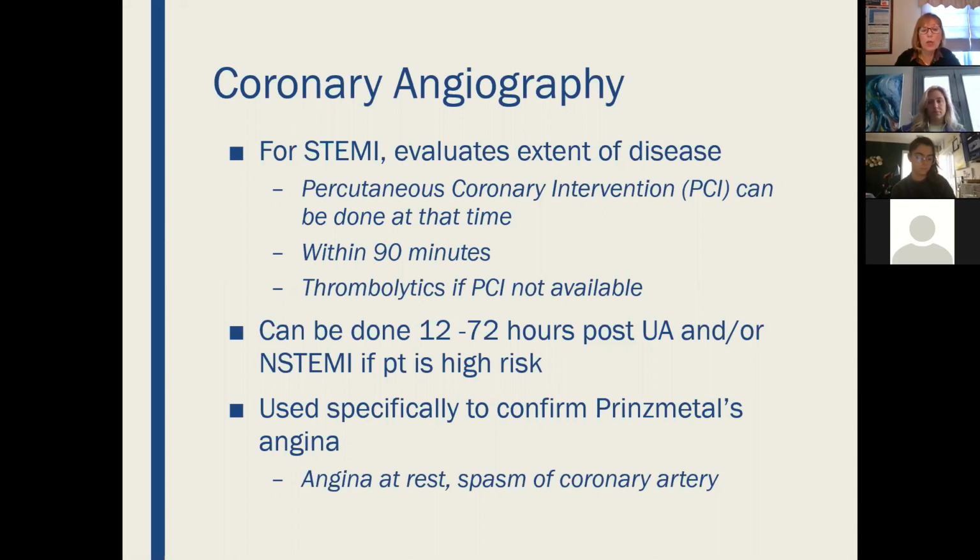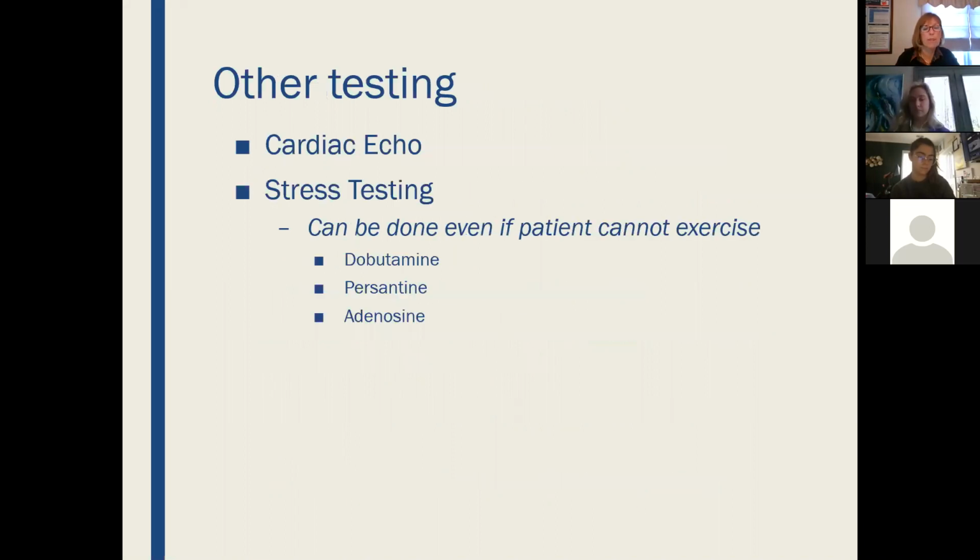So it will confirm Prinzmetal's angina. This is coronary artery spasms, and it's typically seen in people that have horrible angina at rest. So it's helpful with that. They do use it for that one in particular.